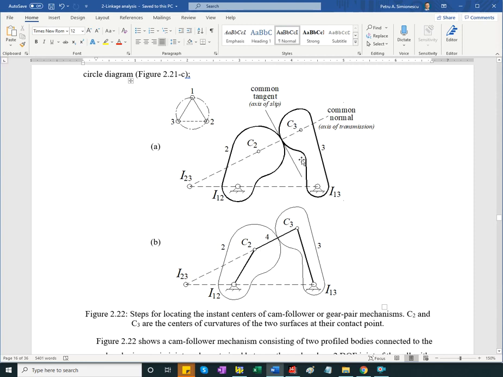Another way of doing it is just to show the common normal. Easiest is to draw first the common tangent at the contact point, draw perpendicular to it at the contact point, the common normal, and then you intersect that with the line of centers, and it gets you the missing instant center between the two moving bodies. Okay. So this is one case. You could have a pin in a slot joint, including with a curved slot, that you analyze the same way.